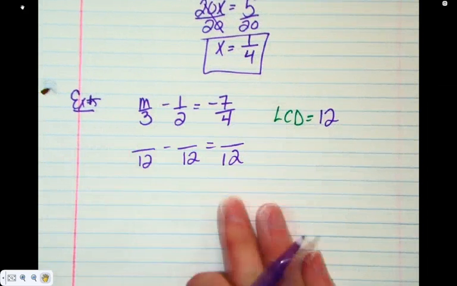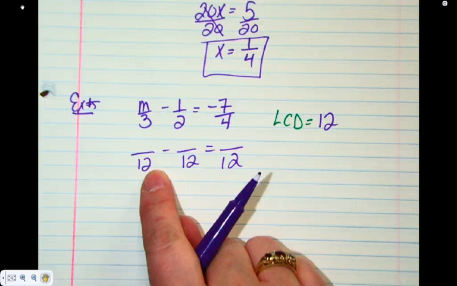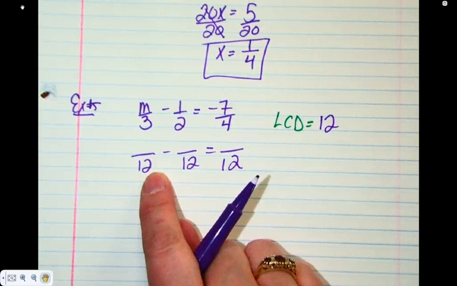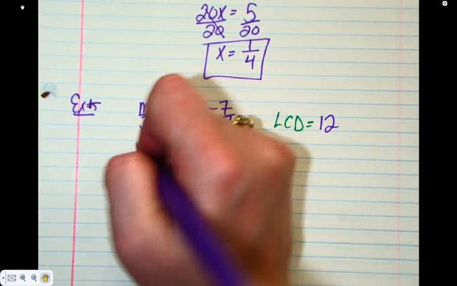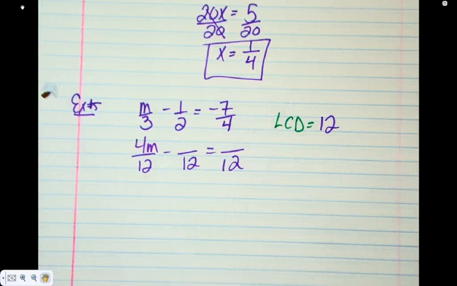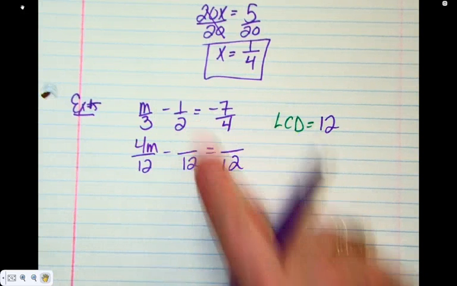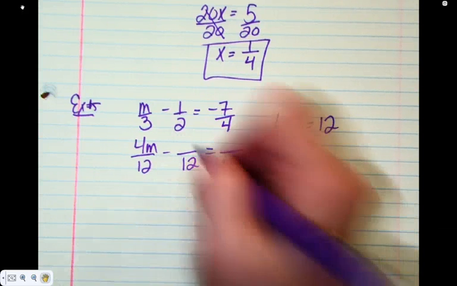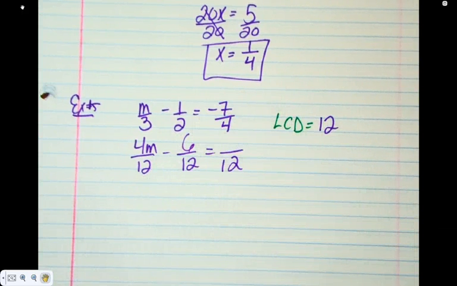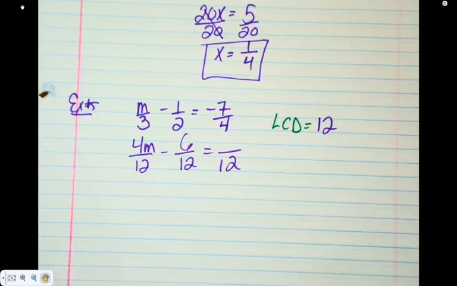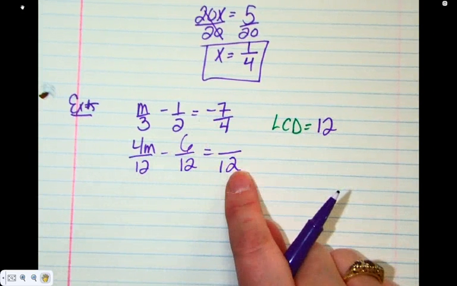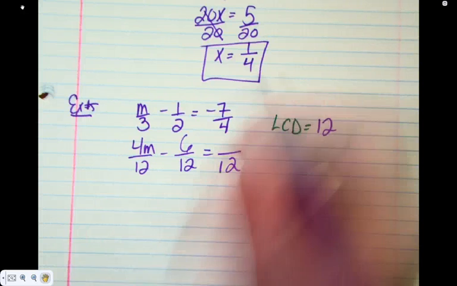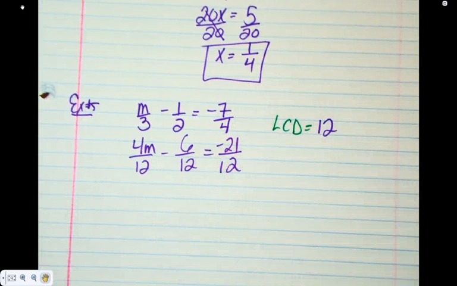Okay, let's talk about the numerators. How do we go from 3 to 12? Perfect, so m times 4 is? Perfect. Who had that one? Good job. How do we turn a 2 into a 12? Times 6. 1 times 6? 6. Who had that one? High fives. How do we turn a 4 into a 12? Negative 7 times 3? Who had negative 21? High five to you guys.